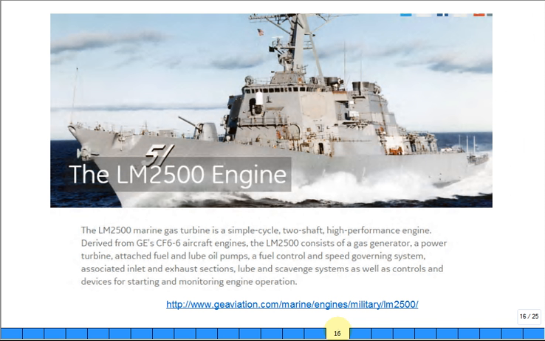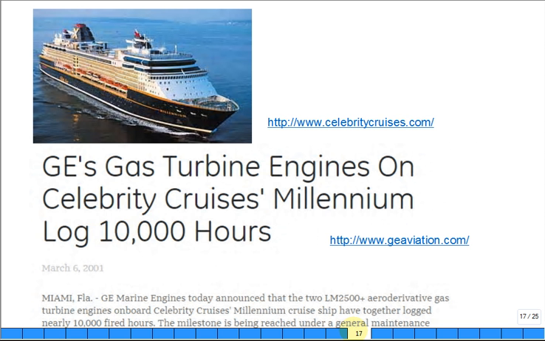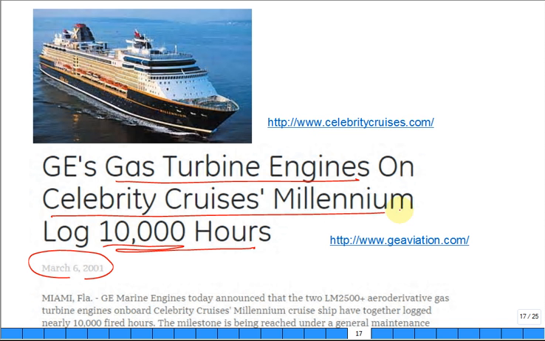Well, also ships. We should know where gas turbines are in ships, and military vessels is very powerful. You can move, and so this is an LM2500 gas turbine made by GE. I didn't want to pump out too many videos, but guess what? There's another ship. This is an old article. This is 2001. And it was nice in 2001. They're saying we've got over 10,000 hours of gas turbine engines running on these cruise ships.